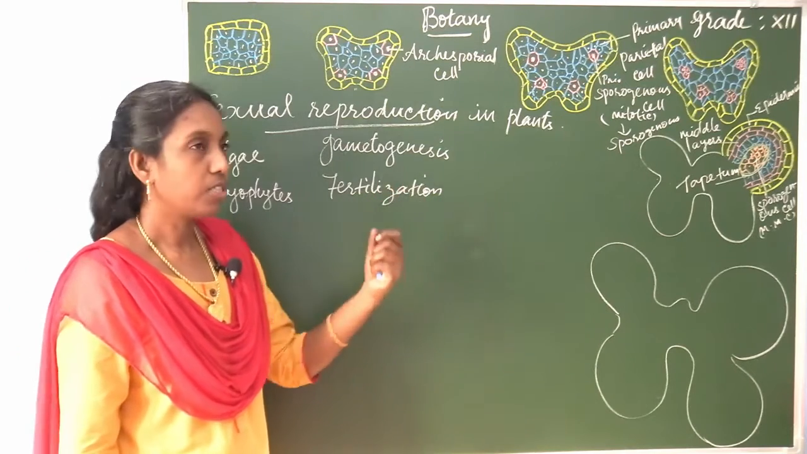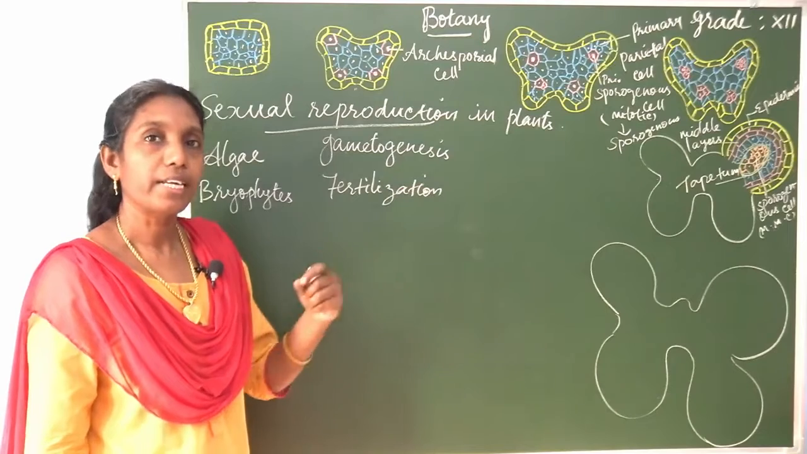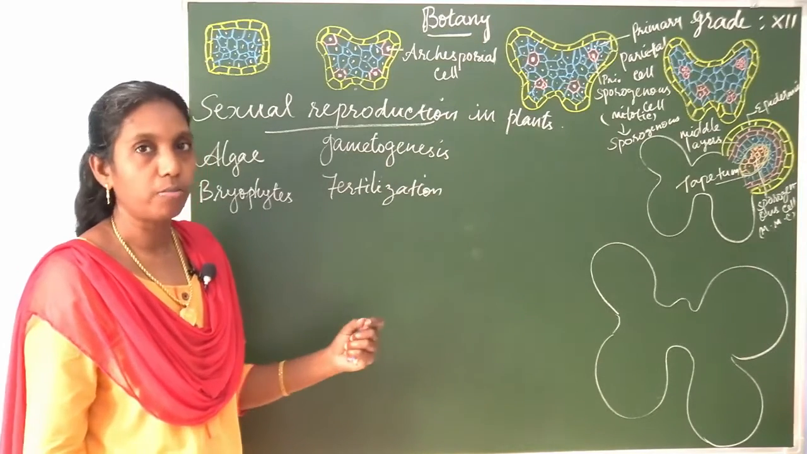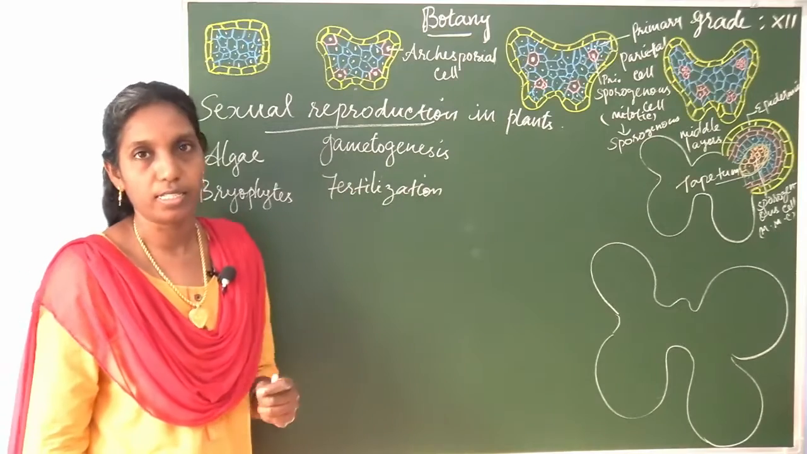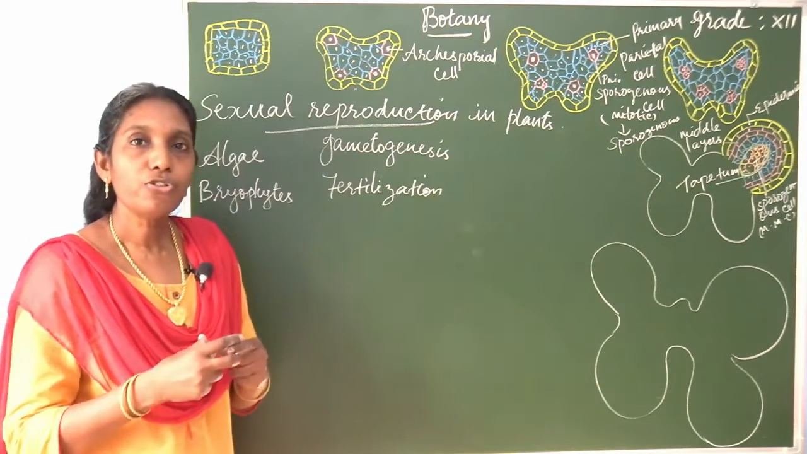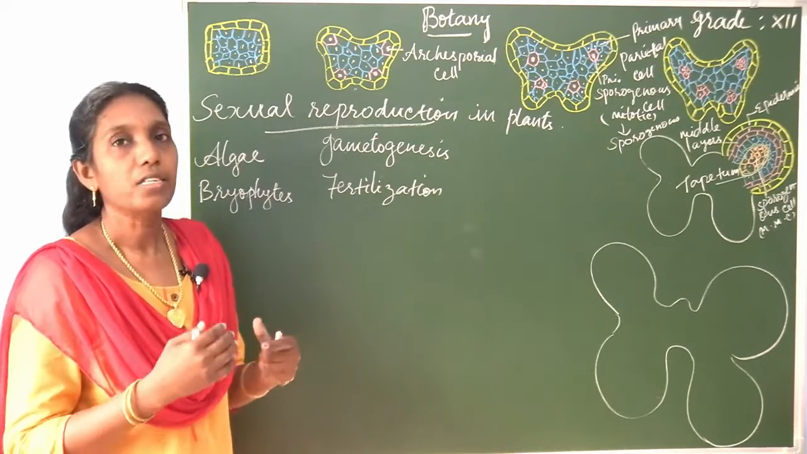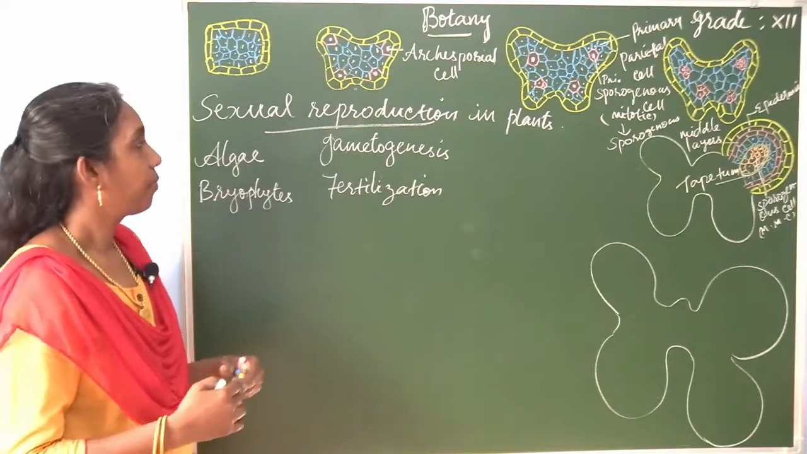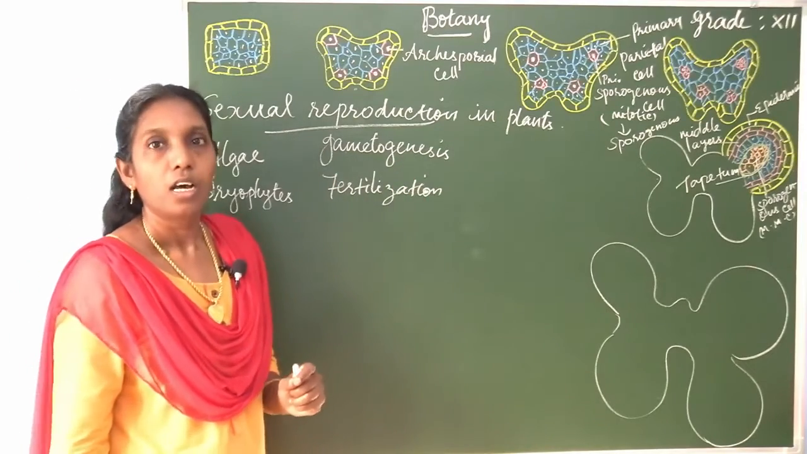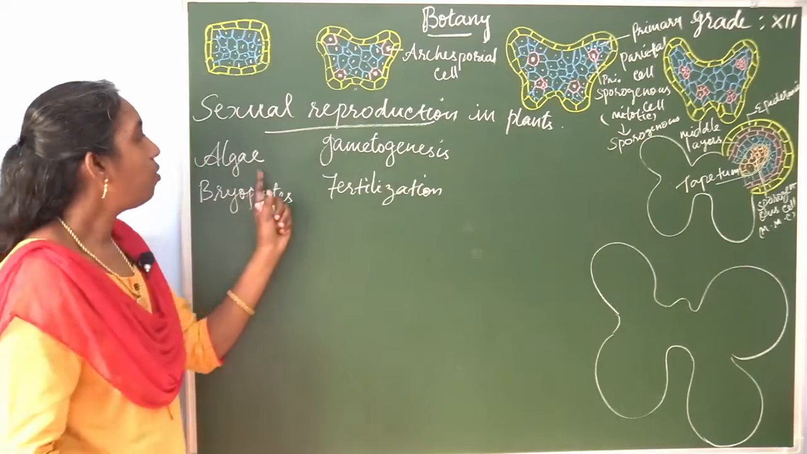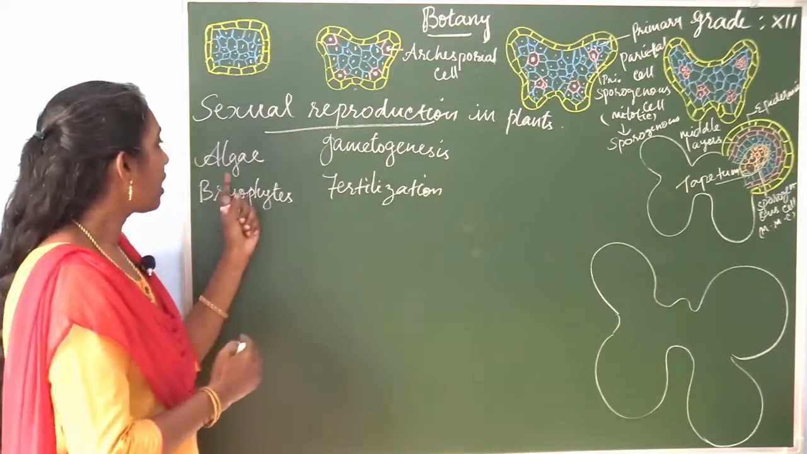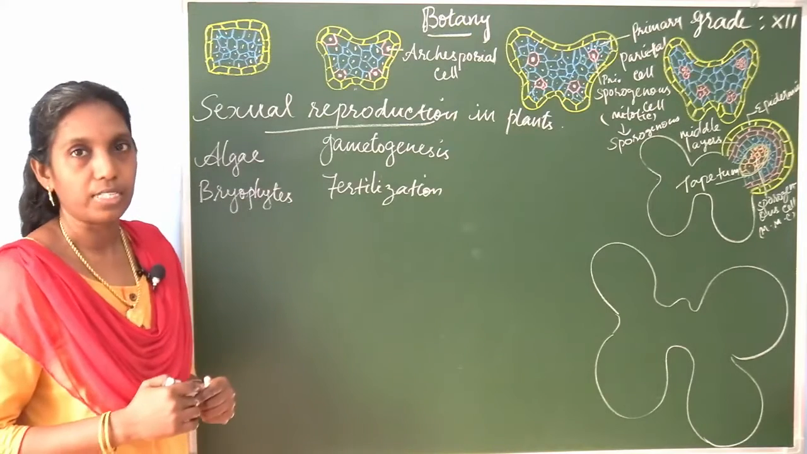What is meant by gametogenesis? The production of gametes. The male as well as female gametes are formed by the process called gametogenesis, and fertilization is the process of fusion of male and female gametes. So, these processes are included under sexual reproduction. Let's see how this gametogenesis takes place in algae and bryophytes.